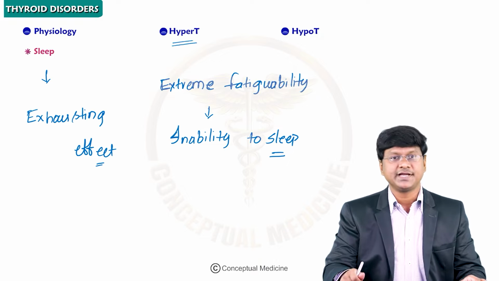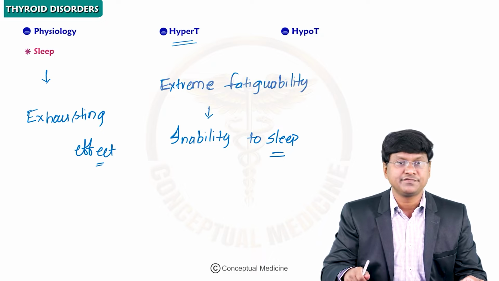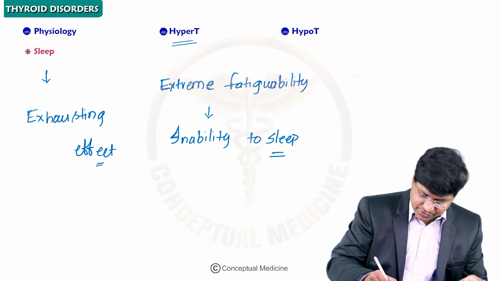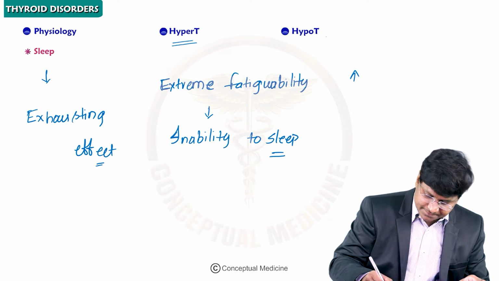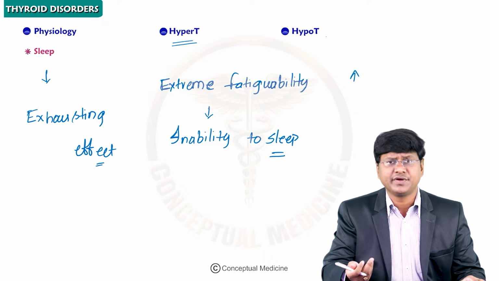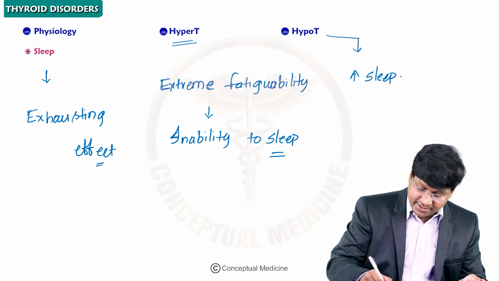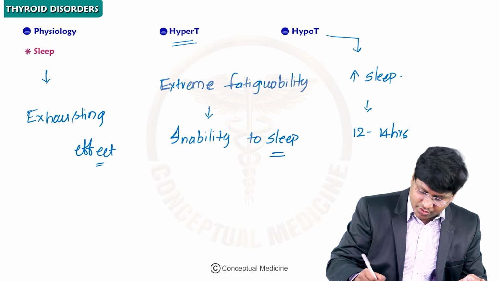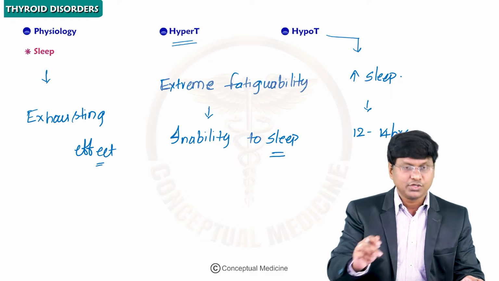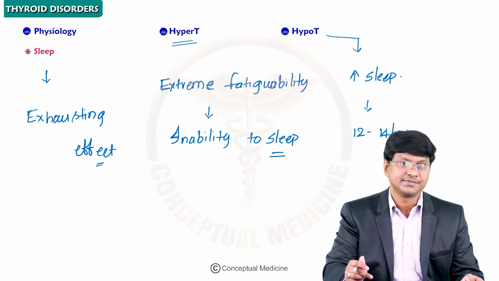Whereas in patients with hypothyroidism, because thyroid hormone is not there, there is no stimulation of the cerebral neurons. These individuals have excessive sleep. So the hypothyroid patients have extreme somnolence. They sleep nearly 12 to 14 hours per day if they are not being disturbed. That is the manifestation in patients with hypothyroidism.